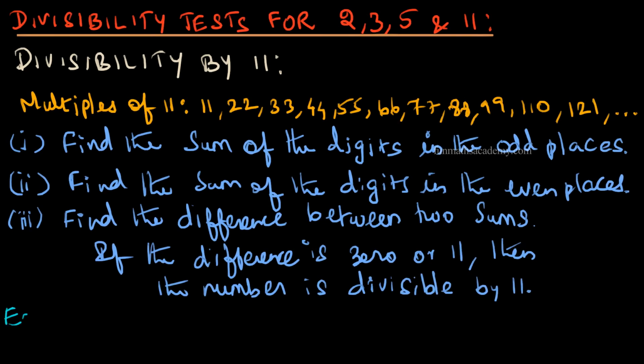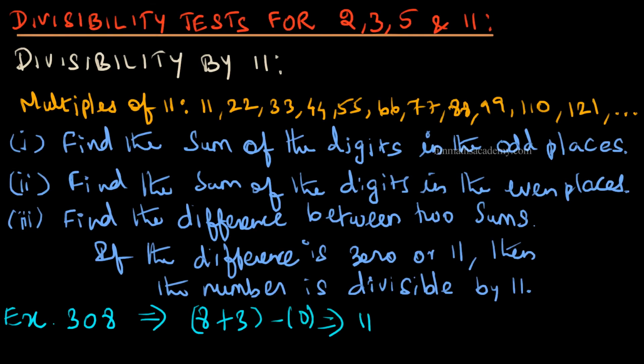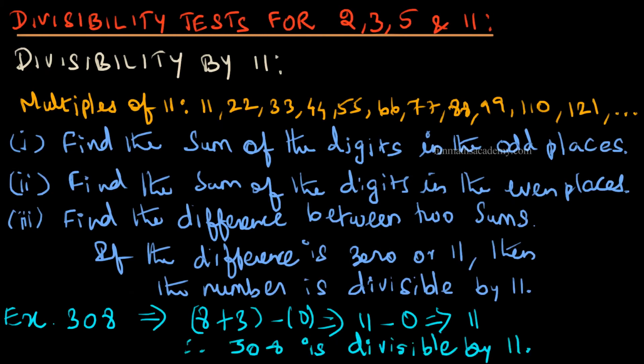That's all. For example, consider the number 308. Sum of the odd places from right to left is 8 plus 3, which is equal to 11. Sum of even place is just 0. Difference between 11 and 0 is 11, which is divisible by 11. So the given number 308 is also divisible by 11.